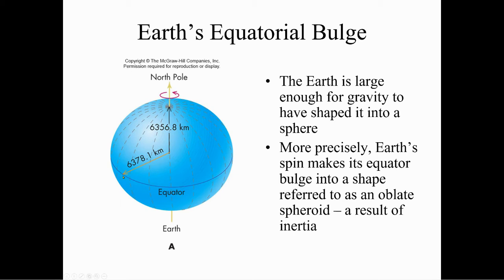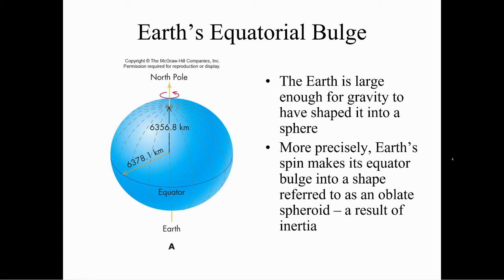Therefore, there's a higher acceleration on the equator. Because there's a higher acceleration there, it causes a bulge on the equator. And you can see here, it's about a 20 to 21 kilometer bulge that we get. So it's about 21 kilometers farther from the center to the equator than from the center of the Earth to the poles.